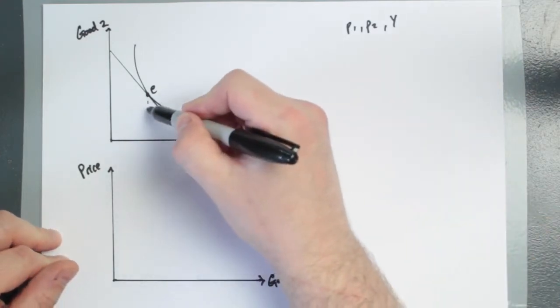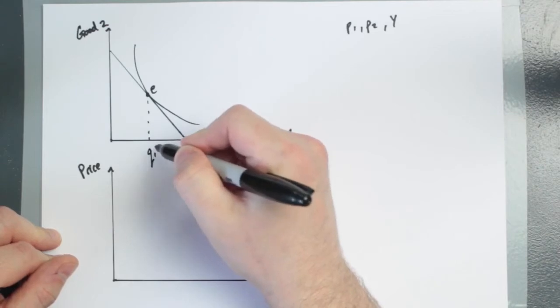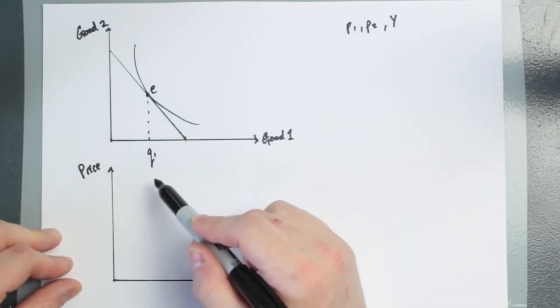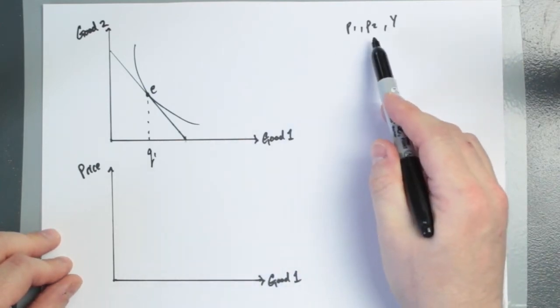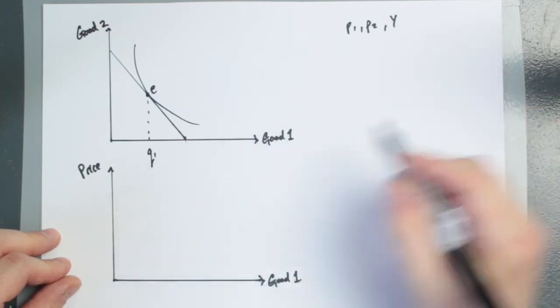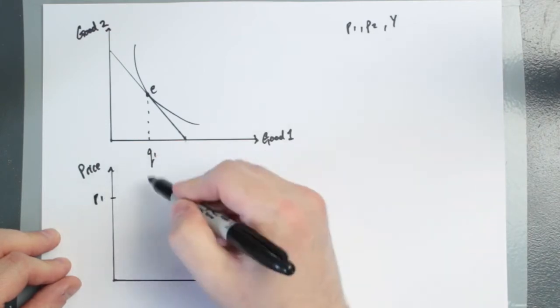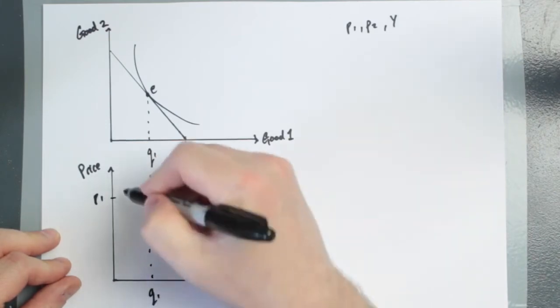So this amount here, Q1, was the Marshallian demand, uncompensated demand for good 1 when the price is P1, the price of good 2 is P2, and income is Y. So let's draw this point down here. So let's label P1 here, trace this down, Q1.